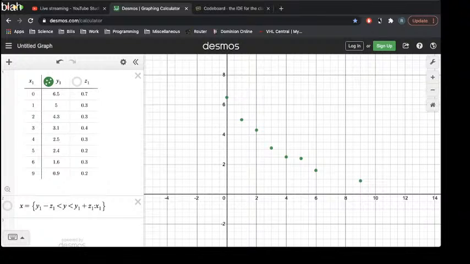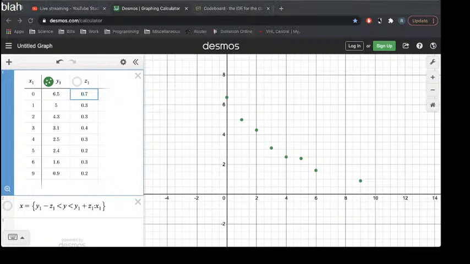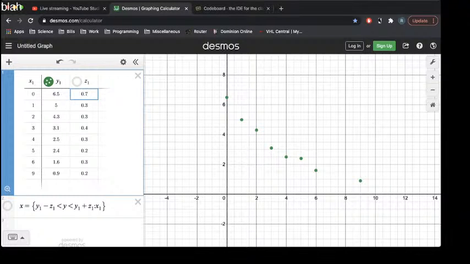Now you can see I have a third column in my data table, and this represents the size of the uncertainty. This is the uncertainty in y. So I'm saying I have a negligible x uncertainty. All right. So basically by saying that the uncertainty is 0.7, I'm saying that this value of y is probably between 7.2 and 5.8.